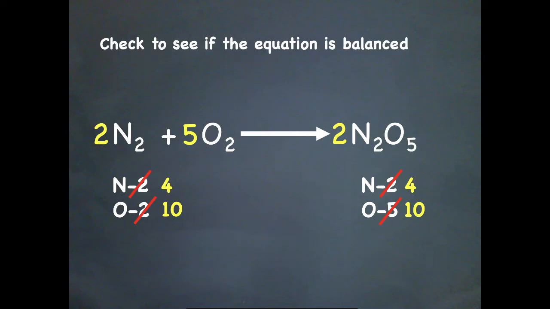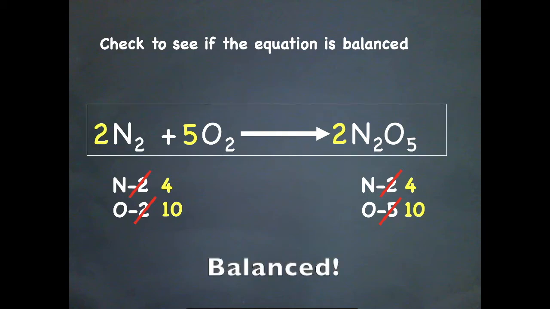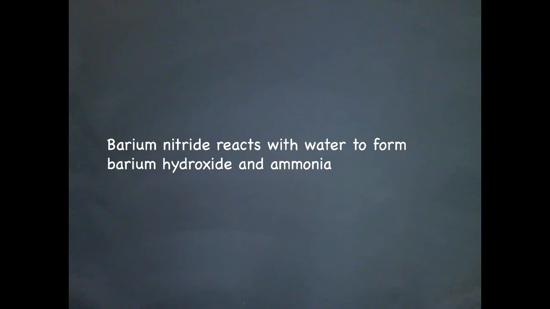Now let's check one more time to make sure our equation is balanced. 4 nitrogens on the reactant side, 4 nitrogens on the product side, 10 oxygens on the reactant side, and 10 on the product side. This is a balanced equation. Now let's go for a more difficult one.